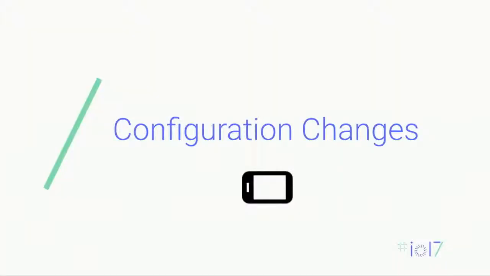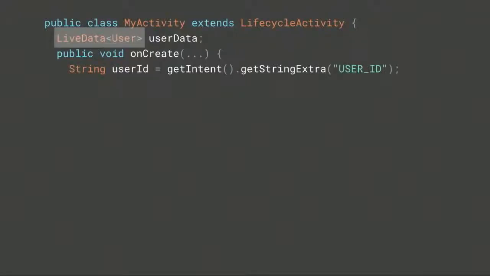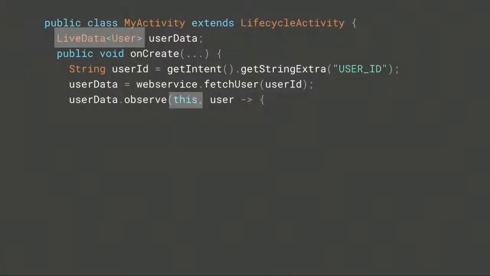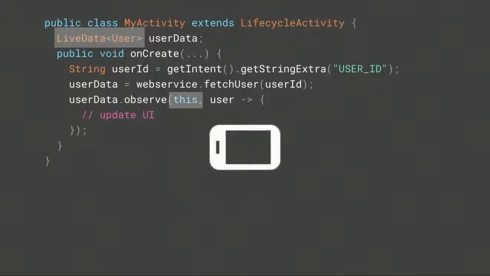OK, let's think about configuration changes. That example was easy because location is global, but most of the time, the data belongs to a UI. So if we had an activity where we show a user profile, and we implemented a web service that can return the data as a LiveData, which we can safely observe without risking leaking our activity, this all looks nice. You will never leak this activity. It will work very well, except what happens if the user rotates the device?